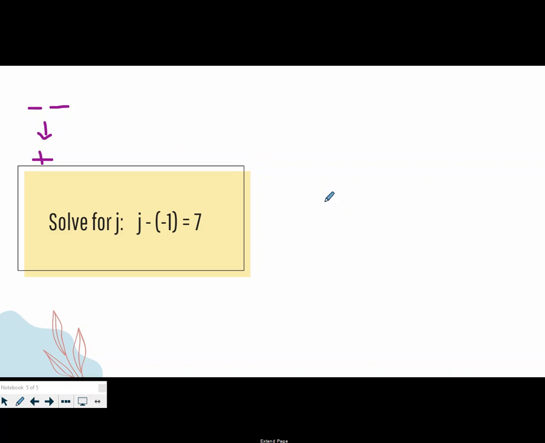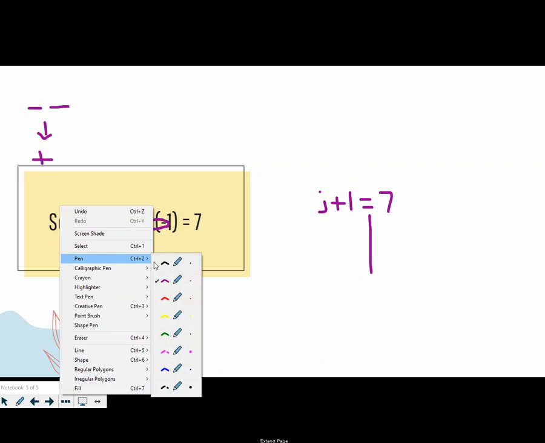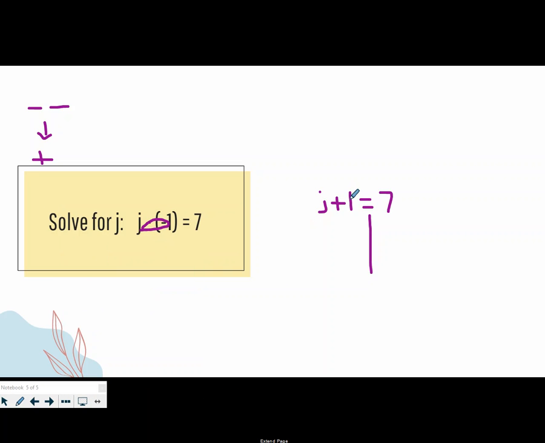Now that you've solved it, let's make sure we're all on the same track. J minus a negative, these two negatives again simplify to one positive. So I've got j plus 1 equals 7. If I go ahead and solve it, I'm going to draw my line at the equal sign, and then I see that I have a plus 1. The opposite of plus 1 would be minus 1. I should see that on both sides of your work. Now I'm going to simplify each side. 1 minus 1 cancels out. We're left with j equals 7 minus 1, which is 6.